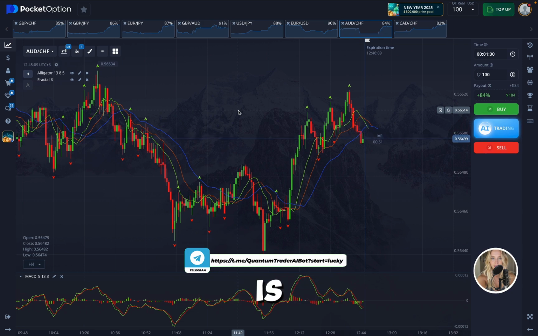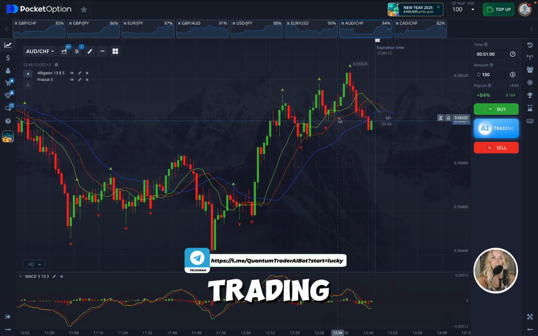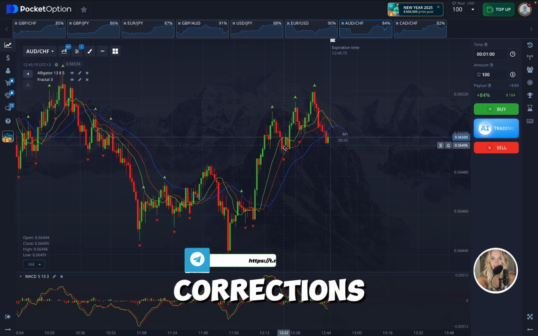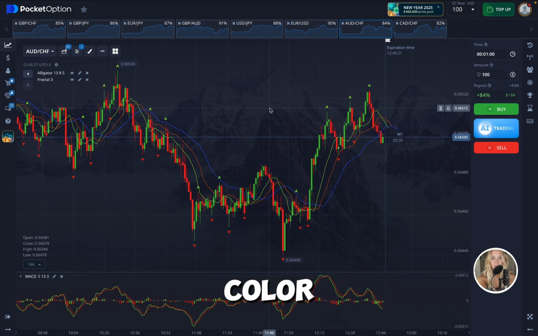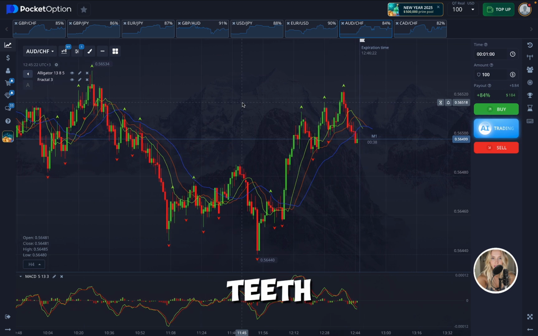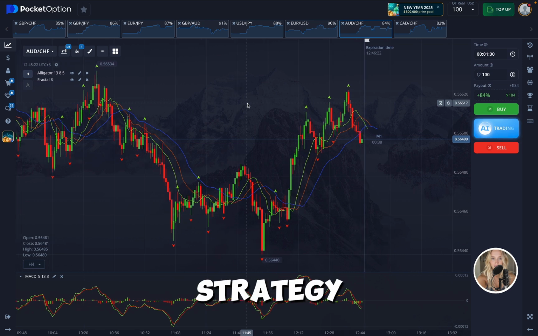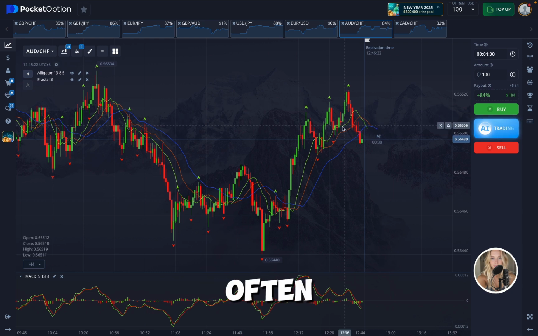Our main indicator is the alligator, and we will use a trading strategy based on corrections to the midline. Our middle line is marked with this orange color. This middle line is called teeth. And what is the meaning of this strategy? The essence of the strategy is in the trending market. The price often returns to the middle line, after which it continues to move upward.